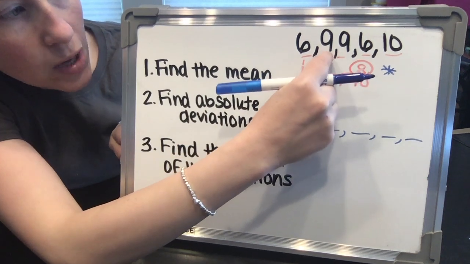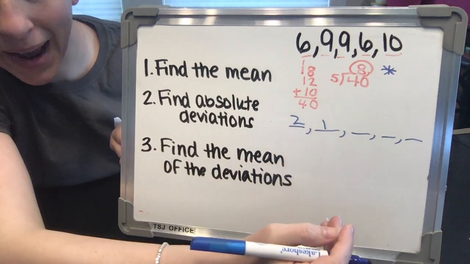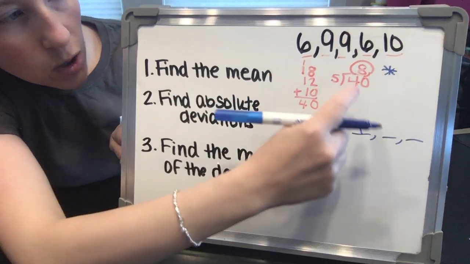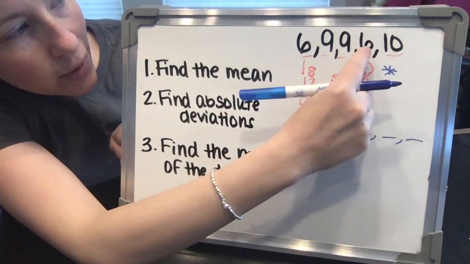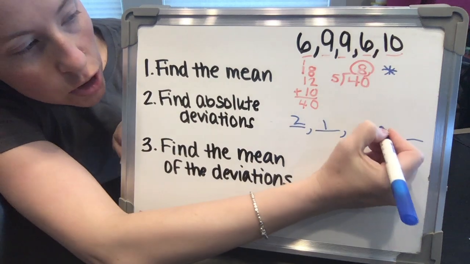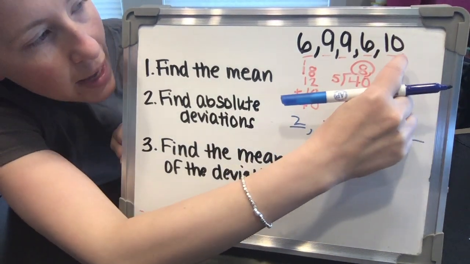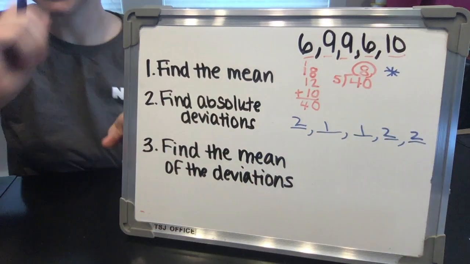Next, we're going to do this 9-year-old. How far away is 9 from 8? We should know that it's 1 step away. 9 minus 8 is 1. We have another 9-year-old, so they are also 1 step away. 9 minus 8 is 1. And we have another 6-year-old, so 8 minus 6 is 2. Remember, we don't care if it's positive or negative. We're going to make them all absolute. And 10 minus 8 would be 2 years away.